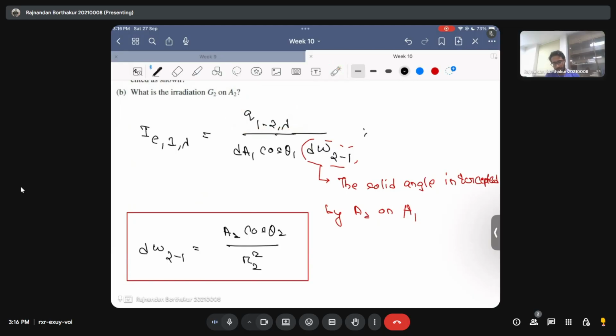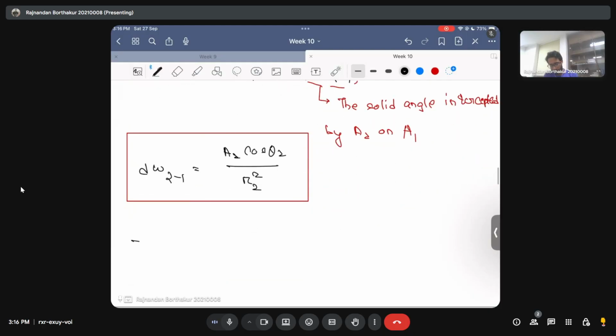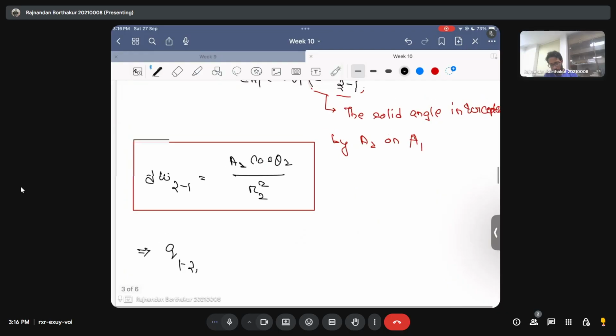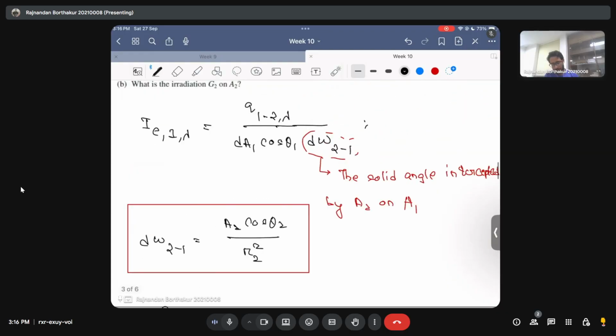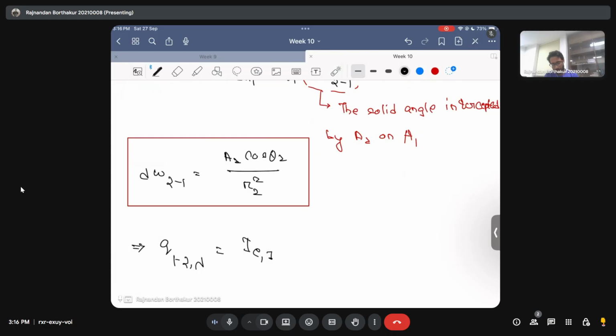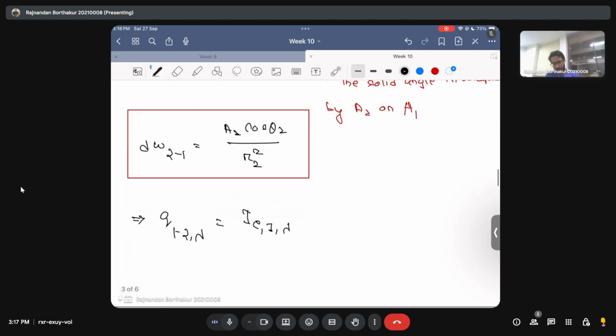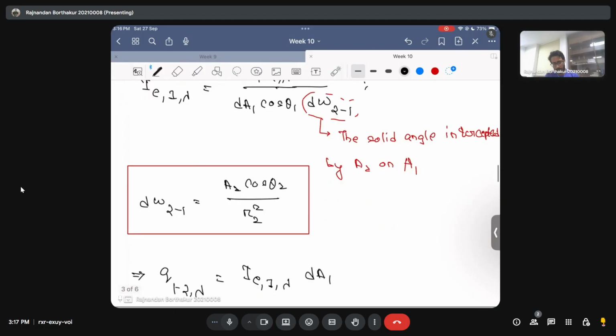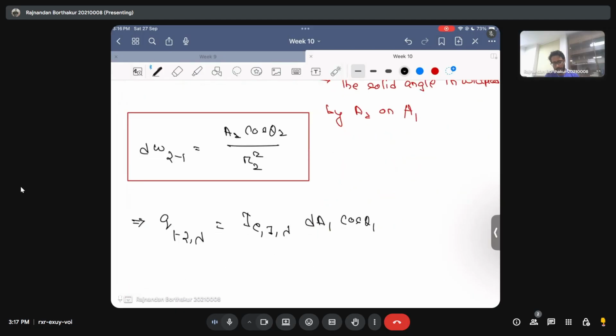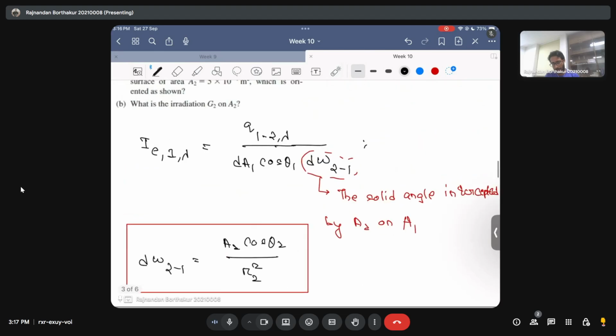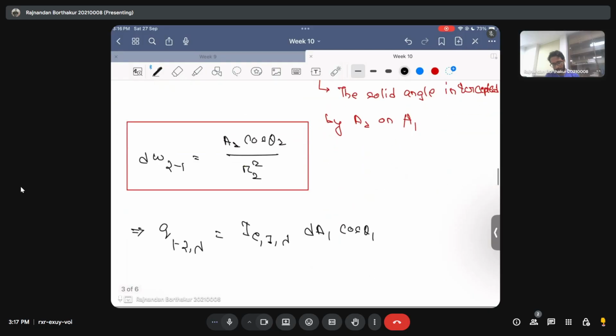Okay, so if I now rearrange this expression, I can write q12 as a function of lambda. This becomes the intensity of radiation emitted by 1 for a particular wavelength lambda times dA1 cos theta 1, and d omega 2 1. So how can I write this d omega 2 1? This can be written as dA2, because these are differential areas, which means that these are very small. So this is dA2 cos theta 2 by r2 squared.